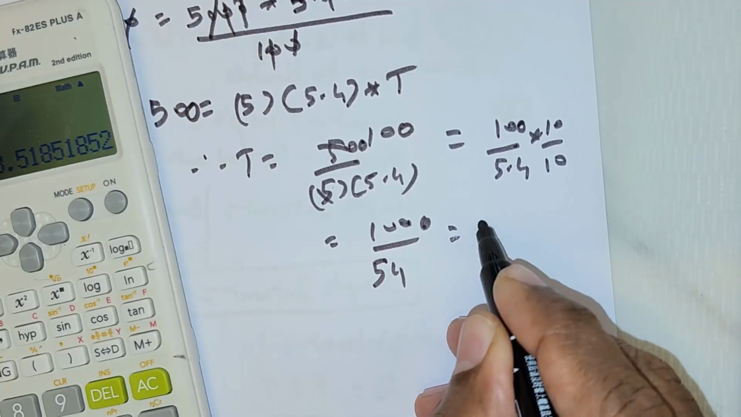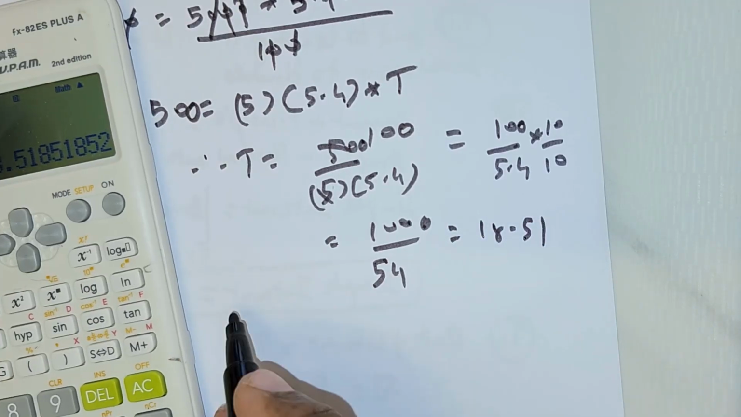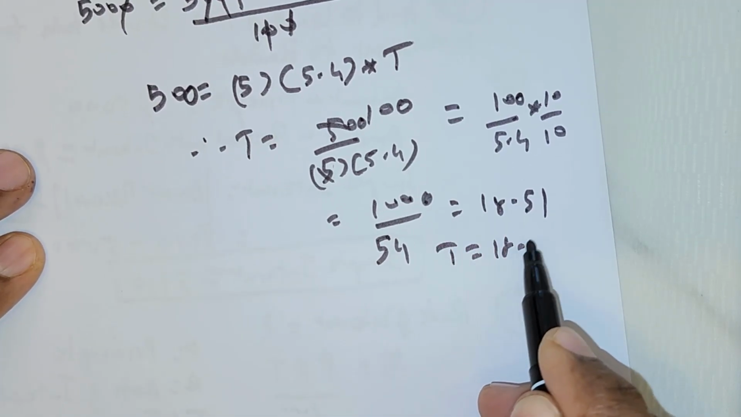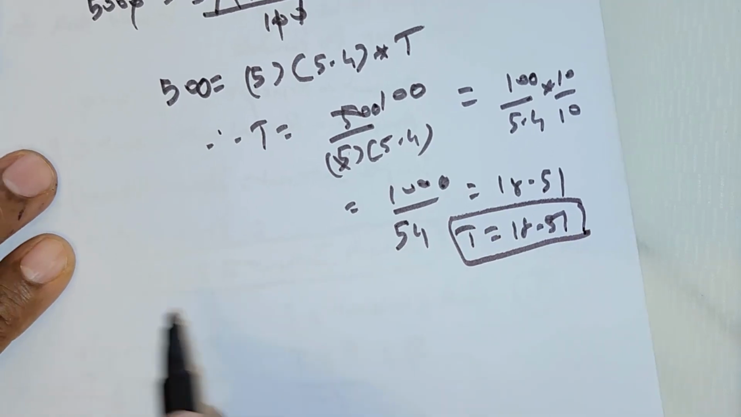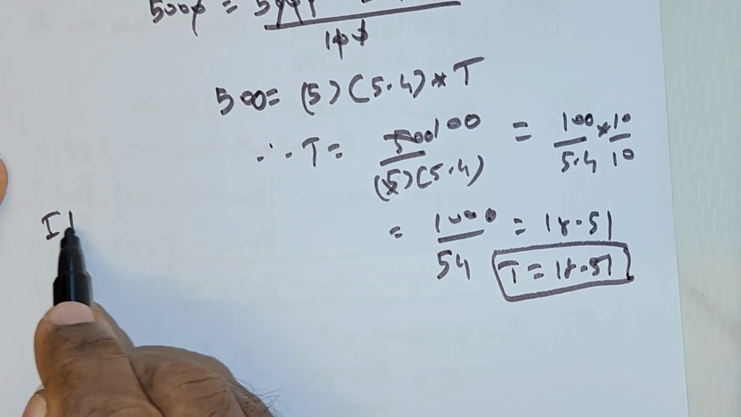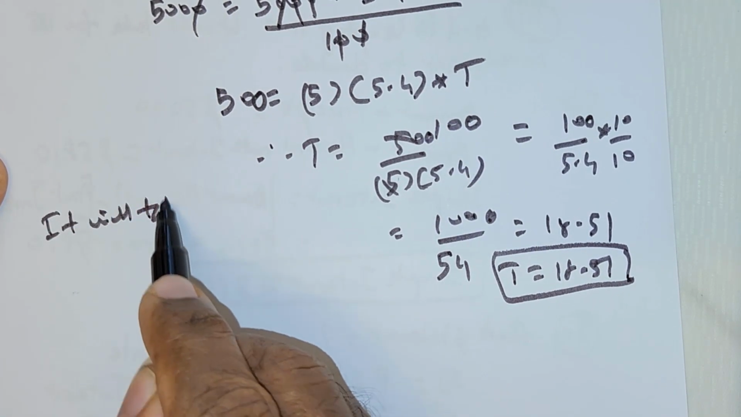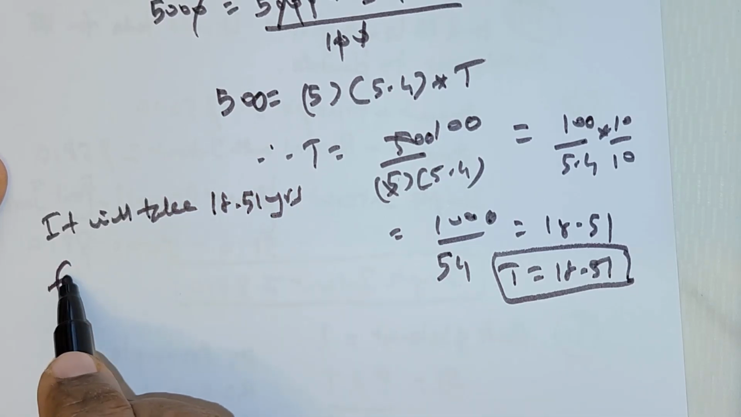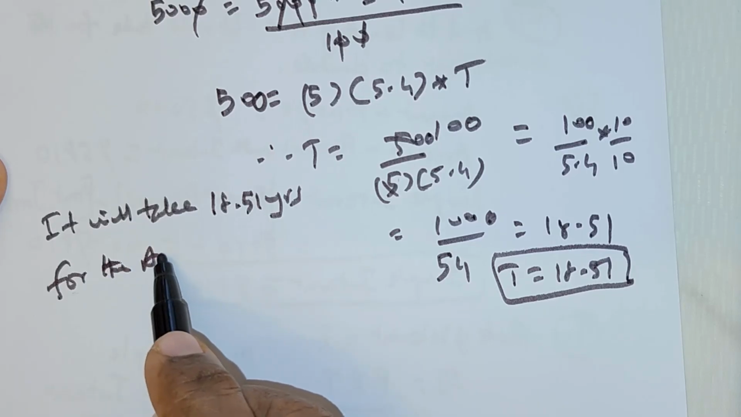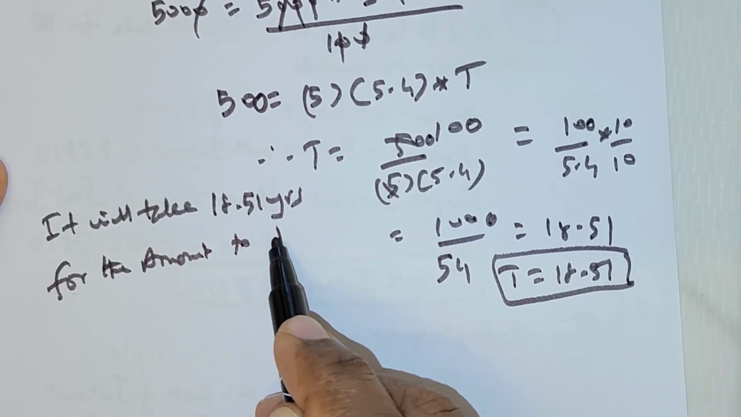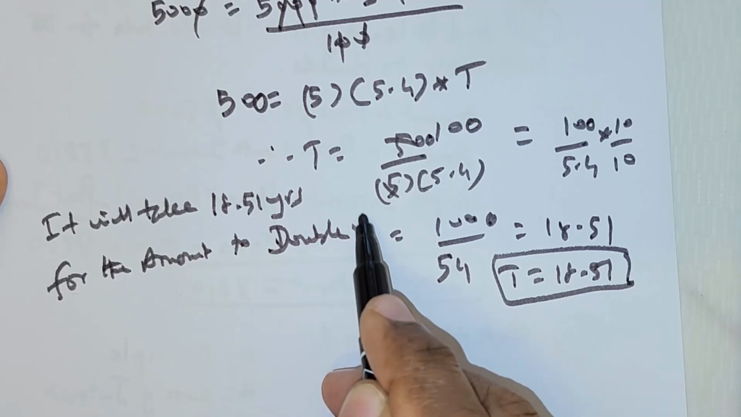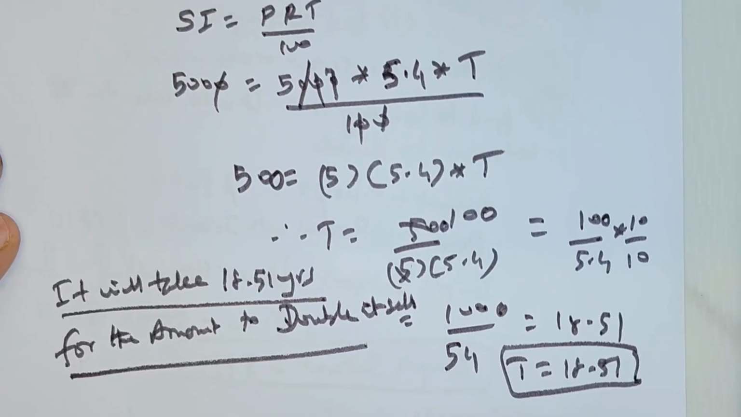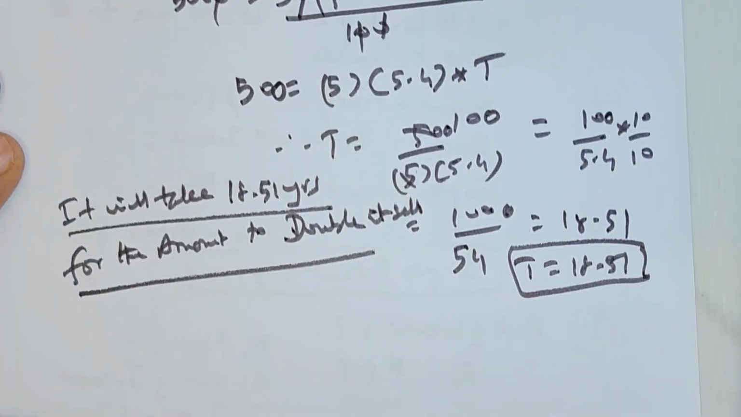So 1000 divided by 54 is 18.51. So what is the meaning of this? T is equal to 18.51. You can box that. The meaning is it will take 18.51 years for the amount to double itself. So let's move on to the next one.